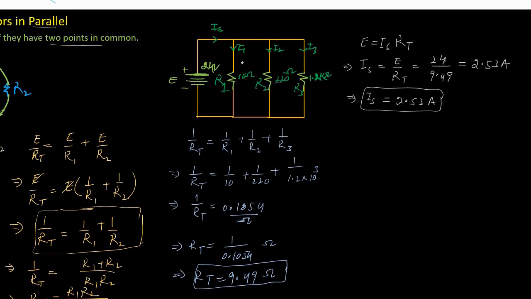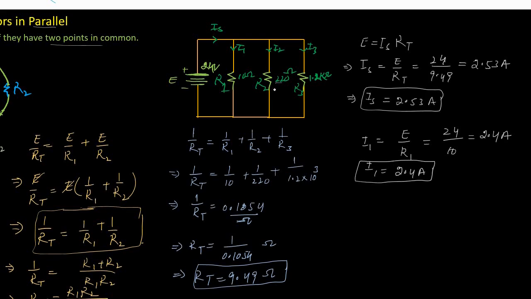Now to find the current I1, by using Ohm's law, I1 would be equal to E divided by R1, because the voltage is the same as the potential of this DC voltage source. So the potential of this DC voltage source is 24 volts divided by R1, which is 10 ohms. So the resulting current through this R1 resistor is 2.4 amperes. So I1 is equal to 2.4 amperes.